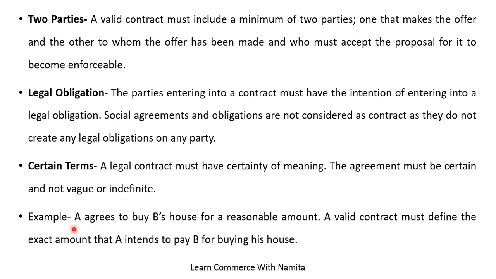For example, see here, A agrees to buy B's house for a reasonable amount. Now here A is buying the house of B, but what is the actual amount of the house is not mentioned. So can this contract between A and B be a valid contract? No. Why? Because the exact amount is not mentioned. So the agreement or the contract must be clear, defined, and whatever terms and conditions are there, it should be written properly in the contract.